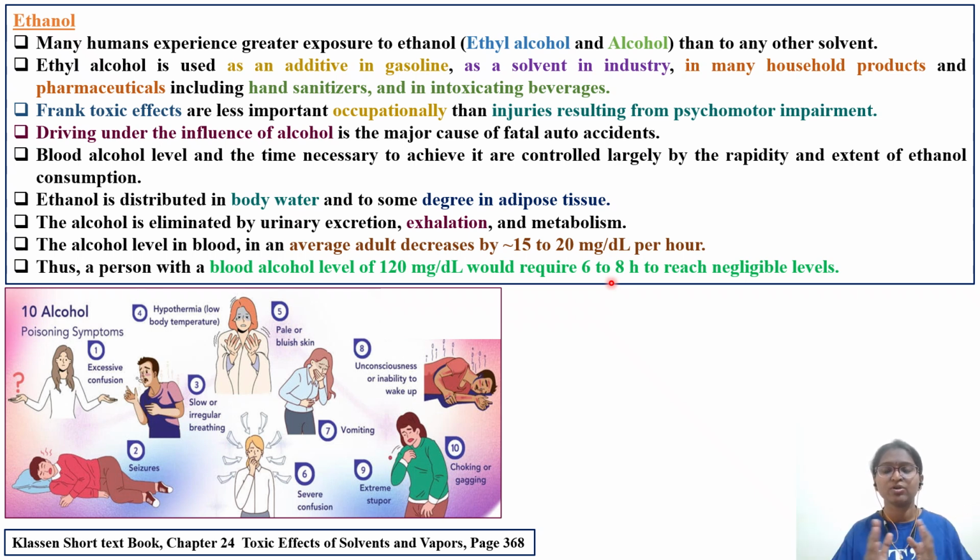If you want to eliminate alcohol completely from your body, it will take another 8 hours after consuming the first drink. These are the alcohol poisoning symptoms: excessive confusion, seizures, slow or irregular breathing, hypothermia, that is a decrease in body temperature, pale or bluish skin, severe convulsions, vomiting, unconsciousness or inability to wake up, and extreme choking or gagging.